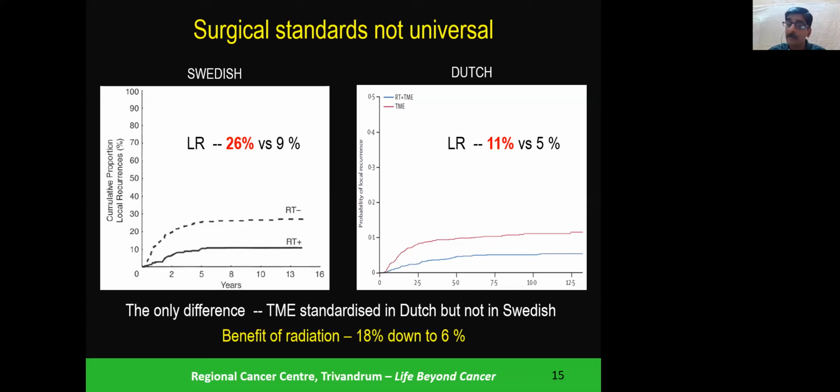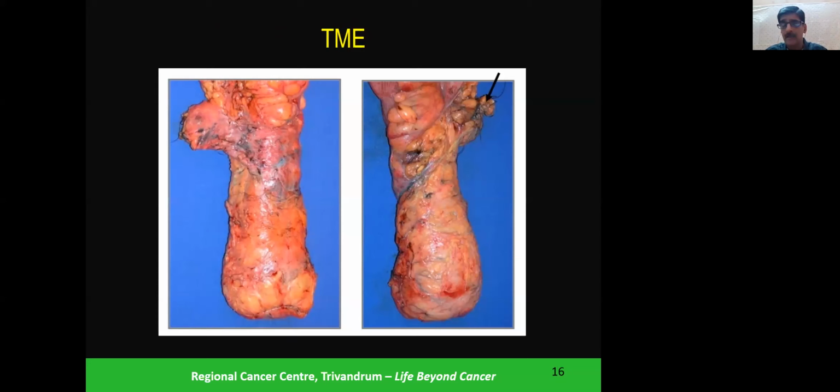So all throughout these slides, I've been trying to focus on the importance of having a standardized TME method. And again, I don't think I need to talk about the surgical principles, because this is not a talk on the surgical technique. But if you look at the specimen, it's very clear what a TME should look like. The fascia should be glistening, intact all around. There should not be any pits or any defects. So total mesorectal excision should be the standard of care.